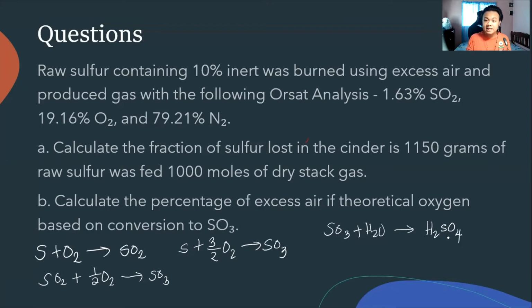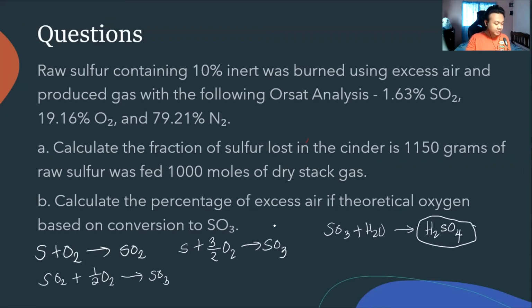And sulfuric acid has many uses in the industry, also in our home, in the laboratory. So this is the important compound that is being produced here. But now we are concerned with burning S to SO2 and burning S to SO3. Okay, so we have to solve this, diba?